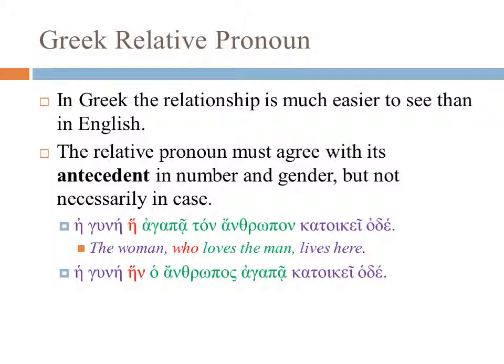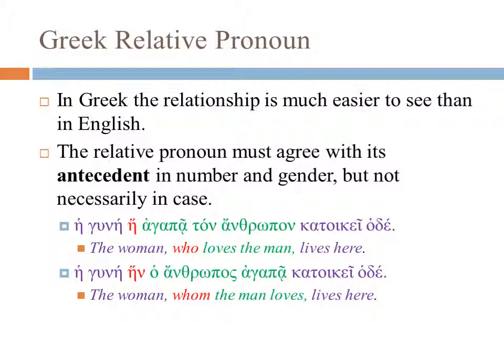Same way, hegune hein anthropas agapa ketoi kehade, the woman whom the man loves, lives here. Ein, that being the ending of the definite article for first declension feminine, refers back to gune. But you can see here that ein is in the accusative and gune is in the nominative.